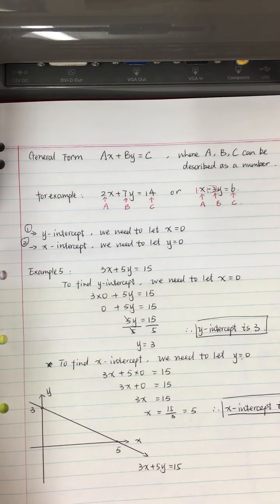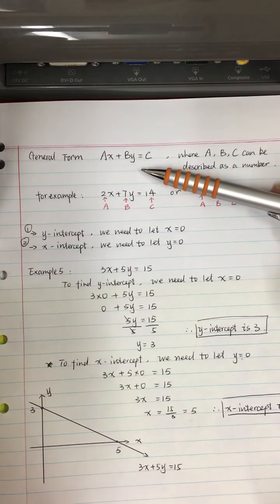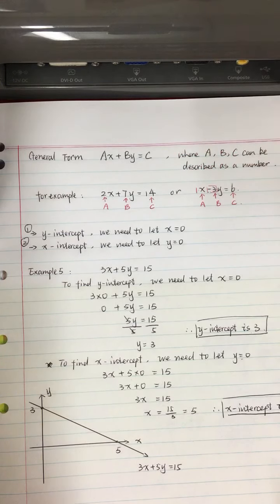Now, those are all the steps that we are going to use to graph our equation of a line if it is in general form, which is ax plus by equals c, sorry.